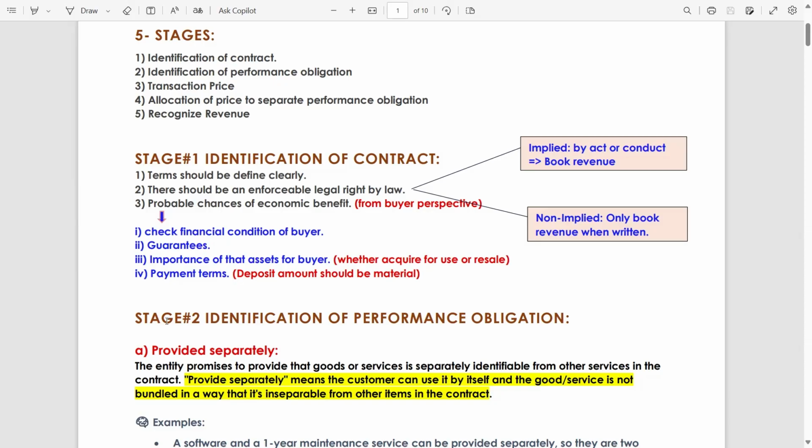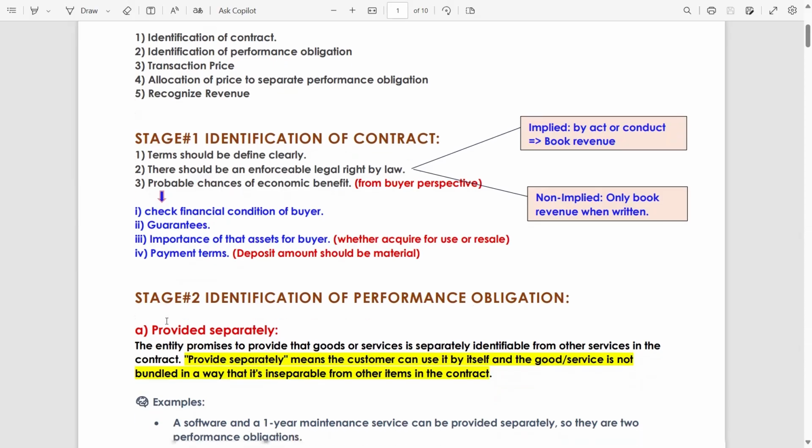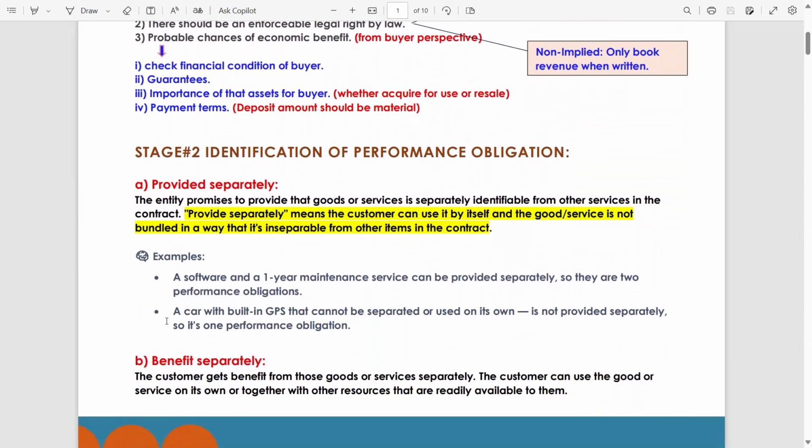Stage 2. Once stage 1 is completed, now move to stage 2. Stage 2 is very important. Identification of performance obligation. Performance obligation means you have fulfilled your promise, your duty, meaning you have no more obligation. It must be provided separately and benefit separately.